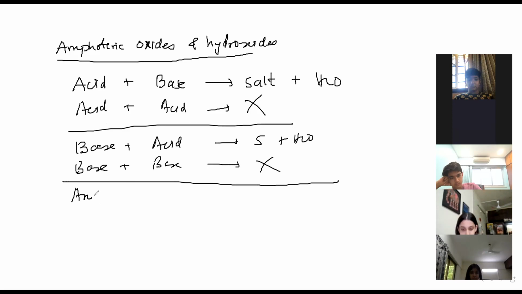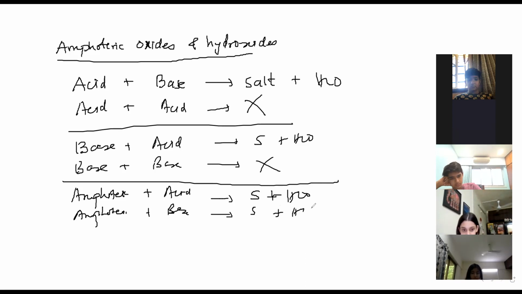Amphoteric will react with acid to form salt plus water. Amphoteric will react with a base also to form salt plus water. In other words, amphoteric oxides and hydroxides are those which can react with acid also and a base also to form salt and water.